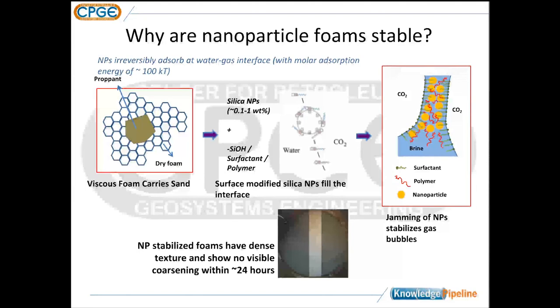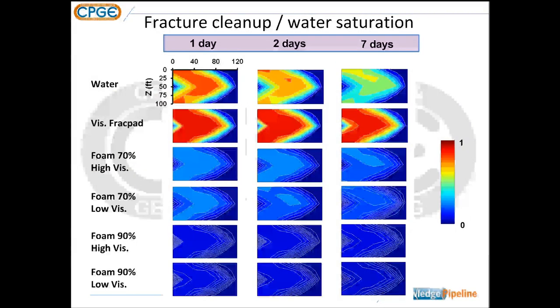The way that the nanoparticles stabilize the foams in this case is that if you look on the right-hand side there, you can see a small diagram of the CO2 foam with the water lamella between them. And what happens is that the nanoparticles essentially fill up that aqueous phase and hold it very stable. And the design of those nanoparticles and the amount that you use allows you to have a very good control on what the viscosity of the foam is. We've found that these foams are stable for at least 24 hours. They show no visible coarsening, and you can get a very, very good viscosity.